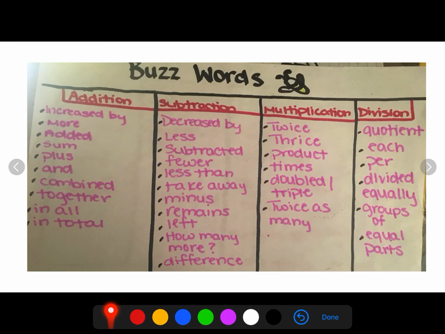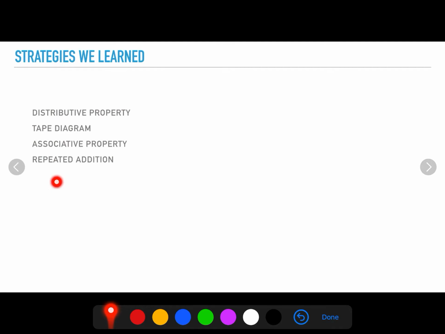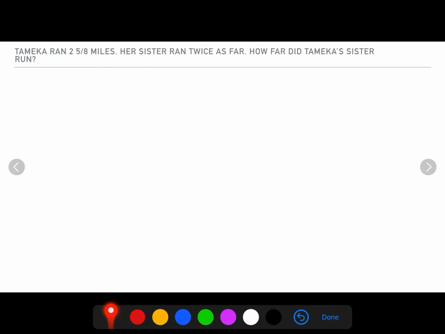These are our buzzwords. We know that whenever we're solving word problems, it's very important that we utilize our buzzwords chart. And these are the strategies that we've learned. If you are still stuck on any of the strategies listed, go ahead and check out my previous videos. Let's go ahead and solve our first problem.